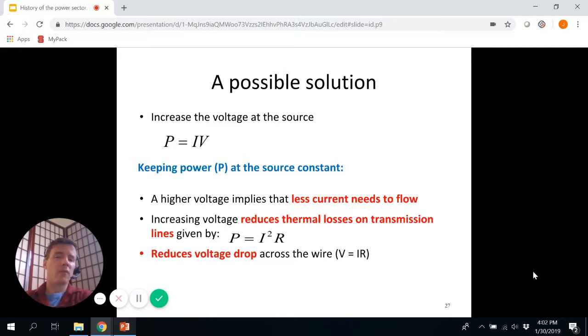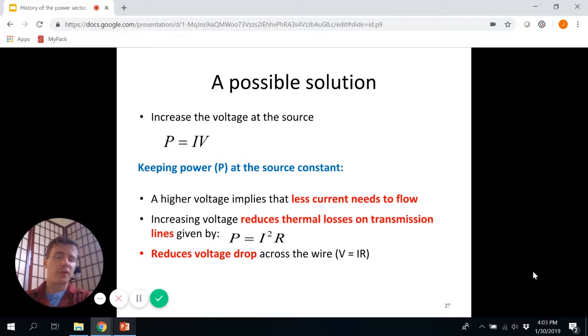And so this was really helpful, because what that means is that a higher voltage implies that less current needs to flow. And by increasing the voltage, it reduced the resistive losses on the transmission lines. So the loss of power along transmission lines, remember, is given by the expression P equals I squared times R, or resistance. Because we're squaring current here in determining the power losses on transmission lines, relatively small increases in I, or current, can result in larger and larger thermal losses of power on transmission lines.